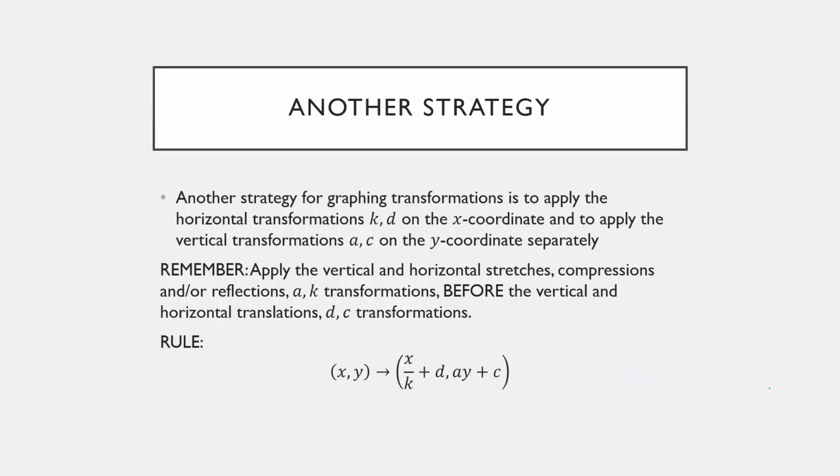So there is a different way to do this. The other way to apply the transformations is to simply apply the horizontal transformations K and D on the X coordinate, and then apply the vertical transformations A and C to the Y coordinate separately. This is also known as the mapping rule. This is exactly what we had discussed before, right? So the rule here, this is the mapping rule.